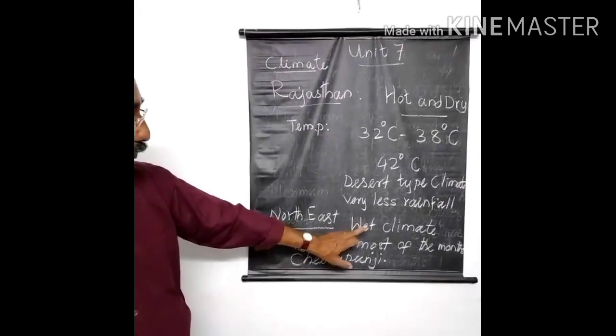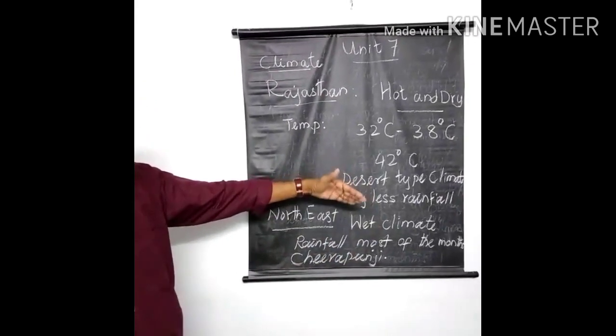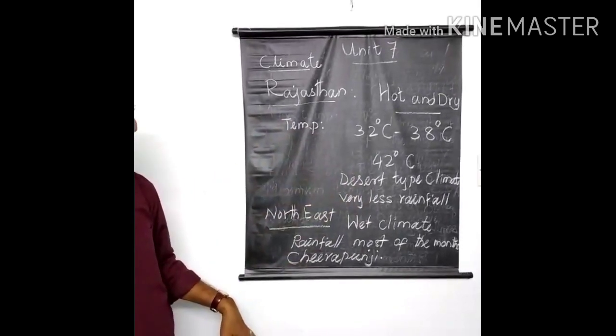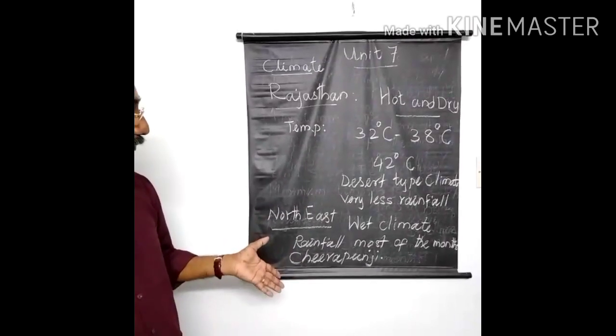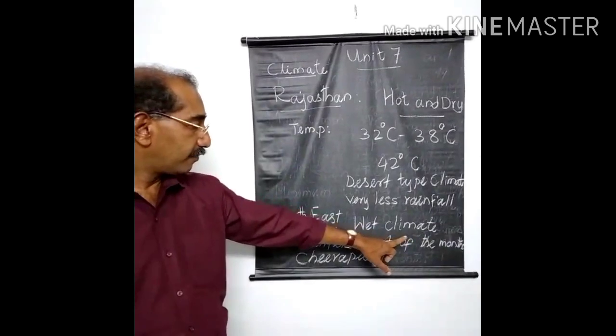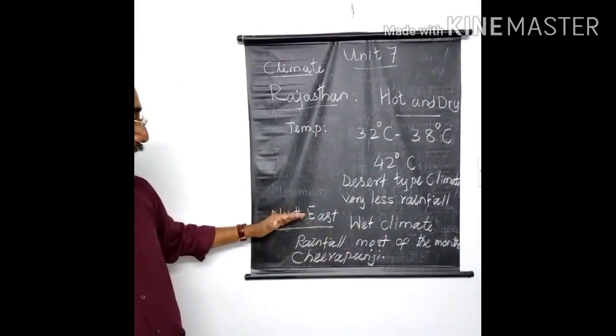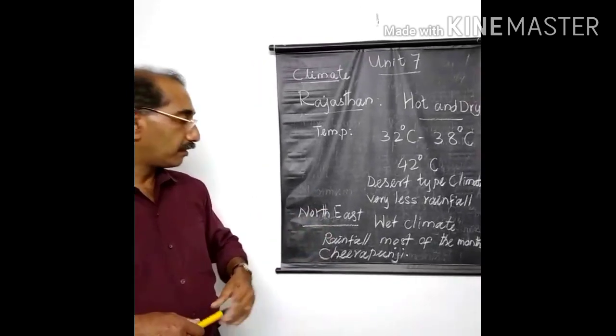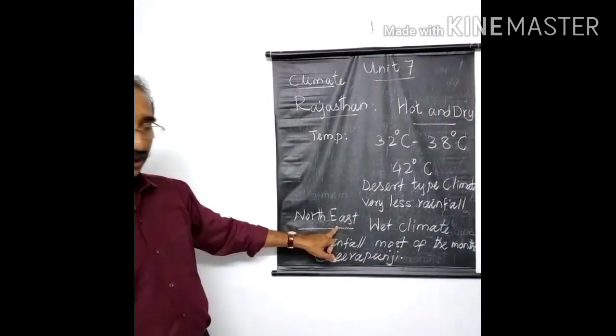A wet climate means a place where it receives plenty of rainfall throughout the months, throughout the year. Any time it can rain. This type of climate is called wet climate. And because of this wet climate, plenty of forests are there. The famous Kaziranga National Park is in Assam, which is in the northeast.